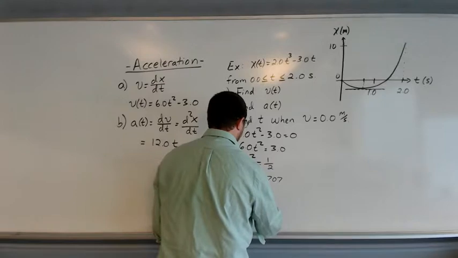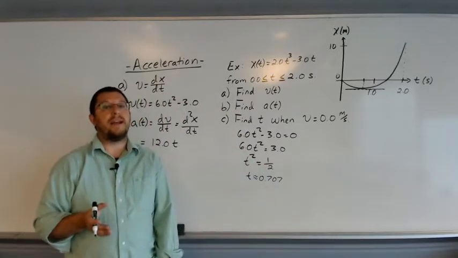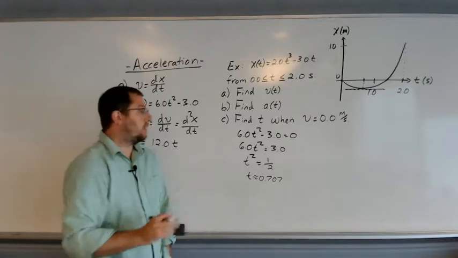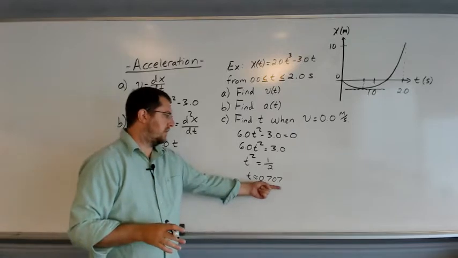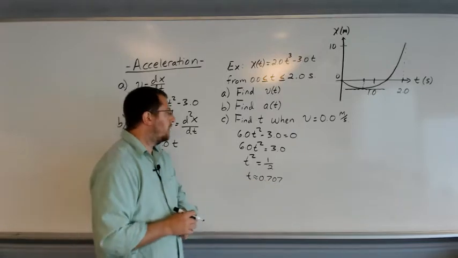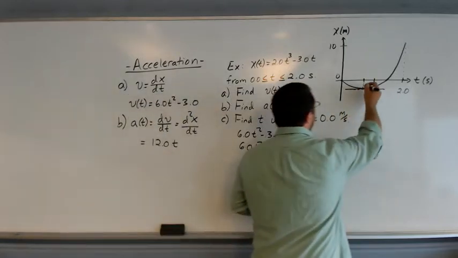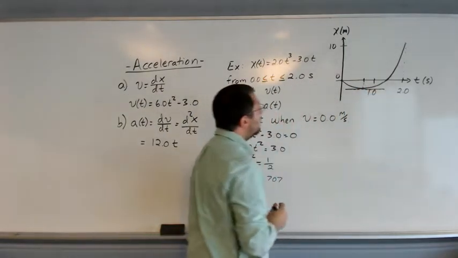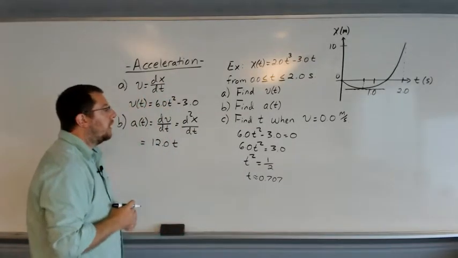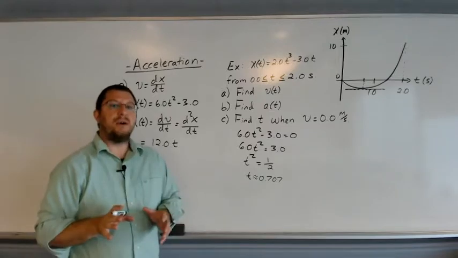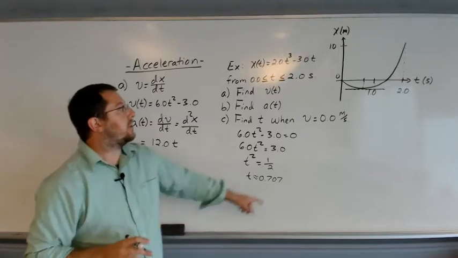I'm going to say approximately, because the square root of 1/2 is irrational, it goes on, okay? But to 3 significant digits, this is quite accurate, okay? So it's approximately 0.7 seconds is when the velocity is 0, and my sketch isn't too off, right? That's pretty good.